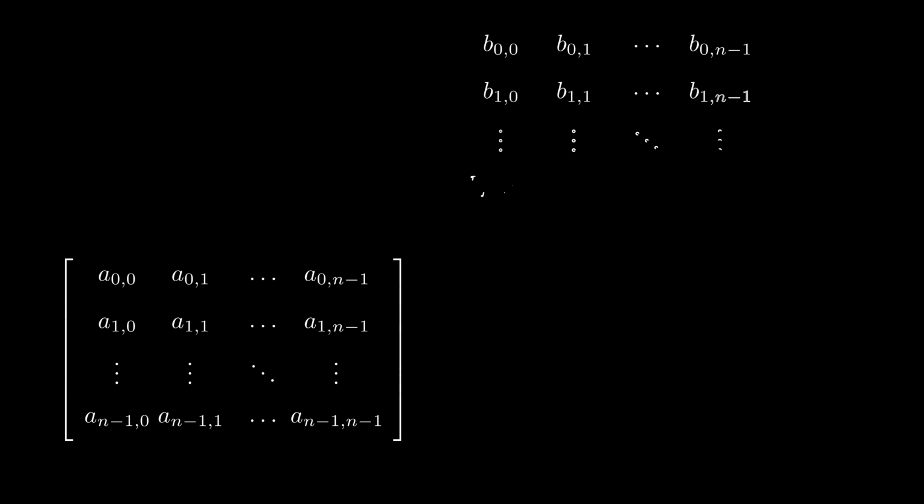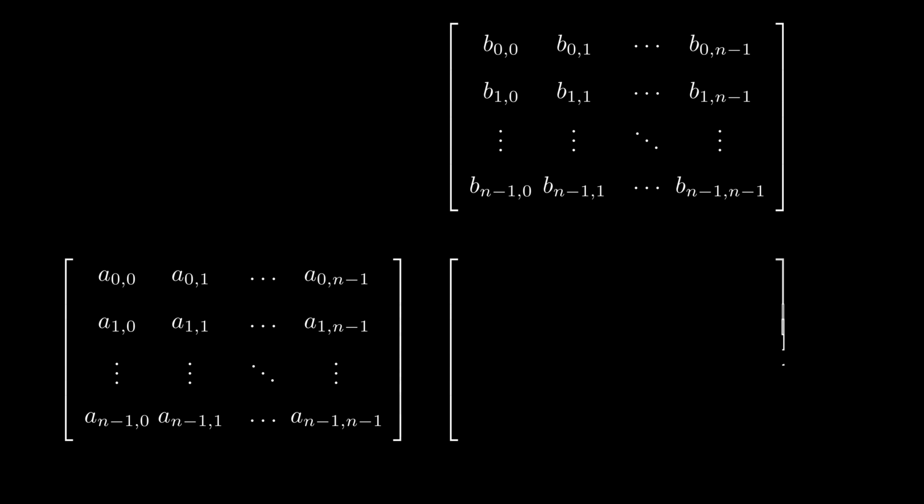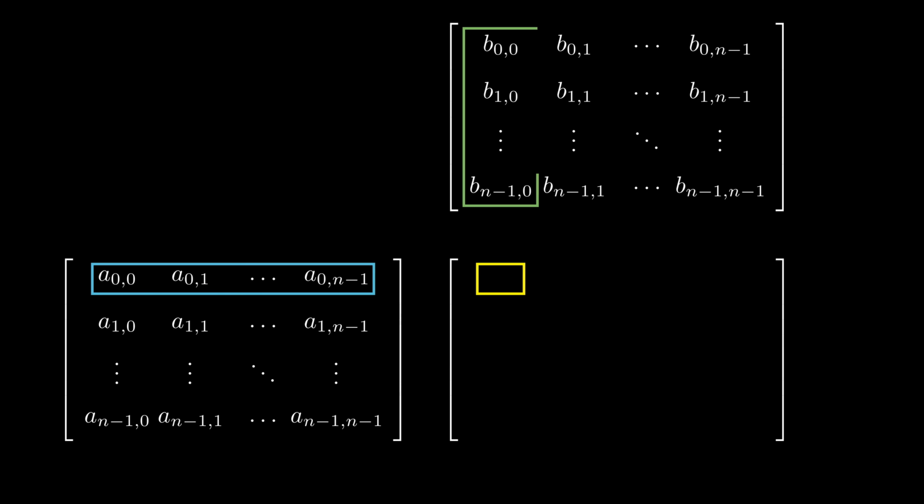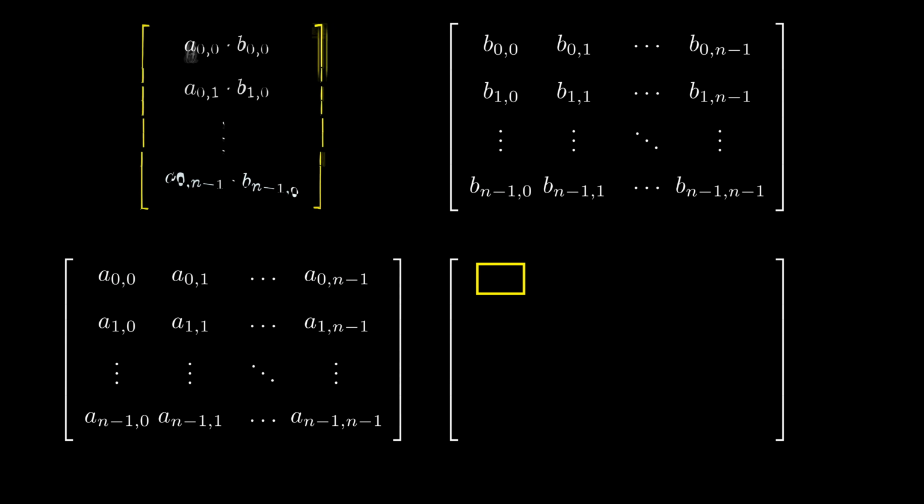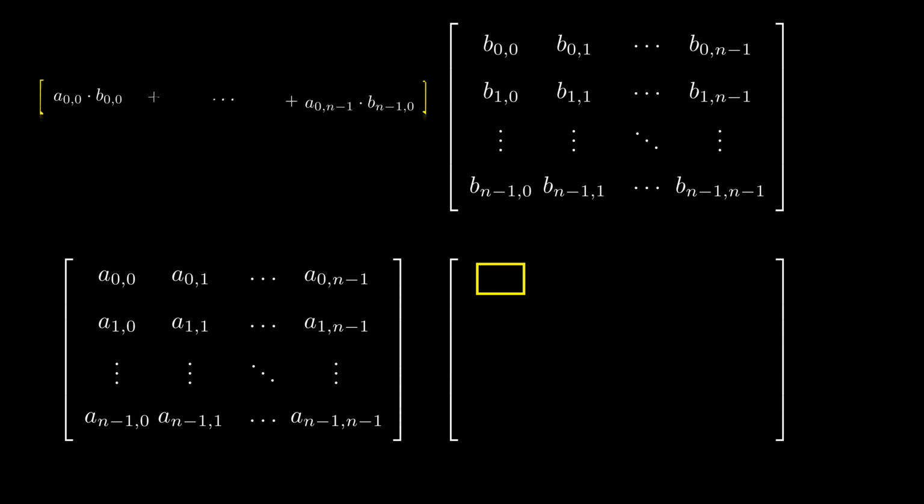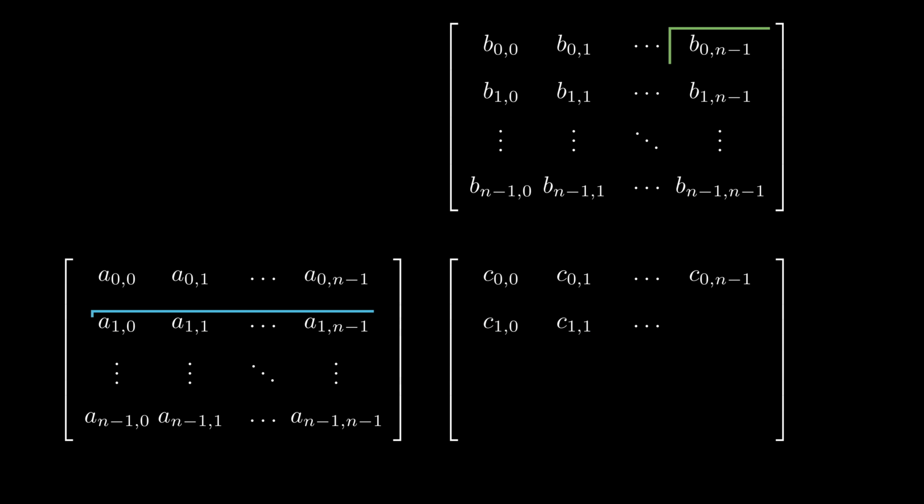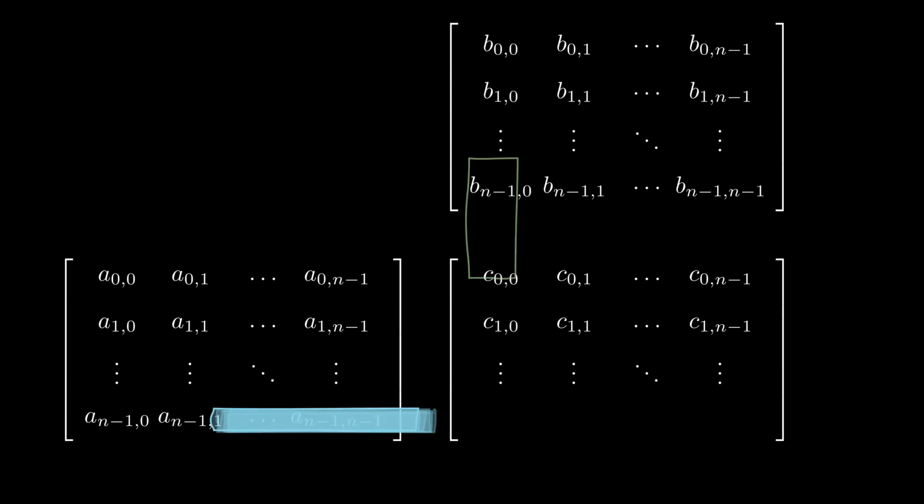The multiplication of two matrices results in another matrix. The element 0, 0 of this matrix is calculated by performing the dot product of the first row of the first matrix and the first column of the second matrix. In the dot product, the respective elements are first multiplied and then all of them are added together. Similarly, element 0, 1 is calculated using the first row and second column of the two matrices. This goes on for all the elements.